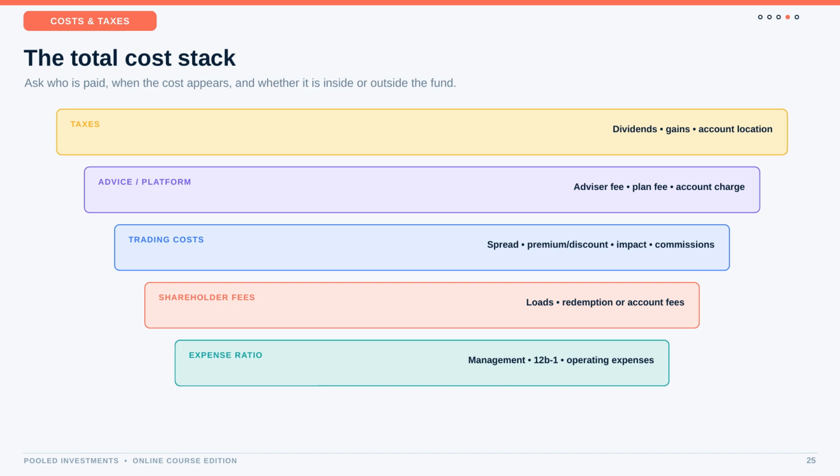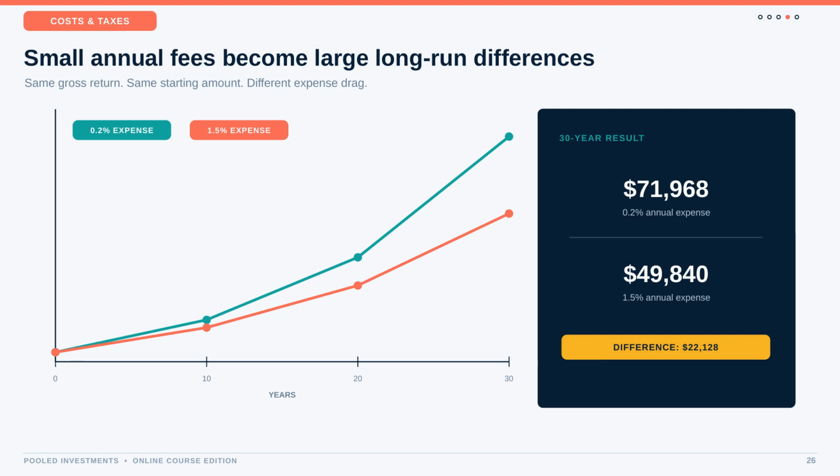A useful habit is to ask who is paid, when the cost is charged, and whether it appears in the prospectus fee table. Small annual fee differences become large over long horizons because fees reduce the amount left to compound.